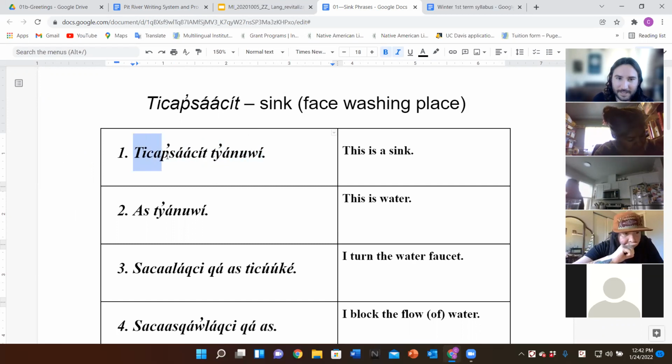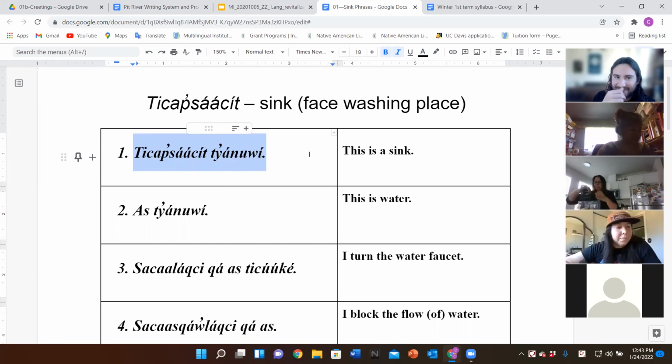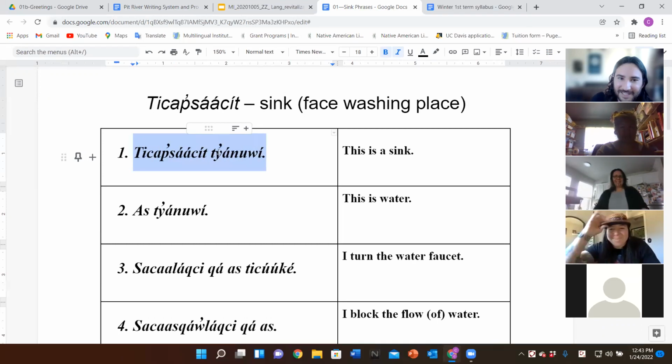Mercy, Dijapsajit Tianui. That was kind of rough, but you got the second word perfectly. So the first word is Dijapsajit. All right. Tuea, you want to give it another try?